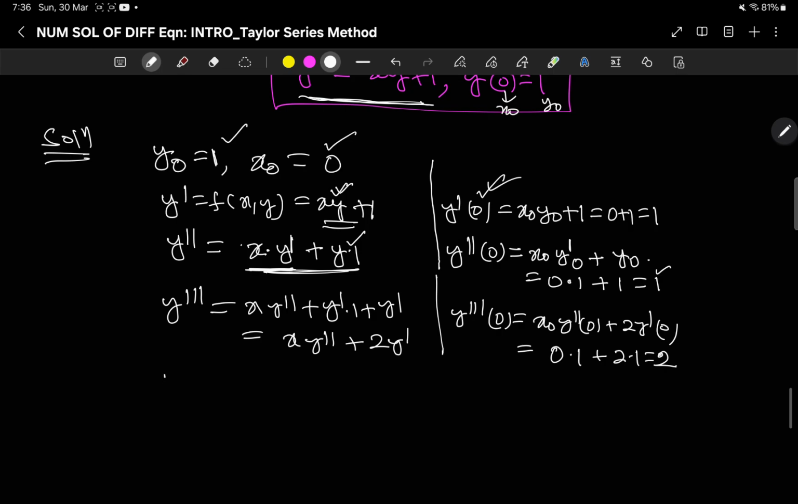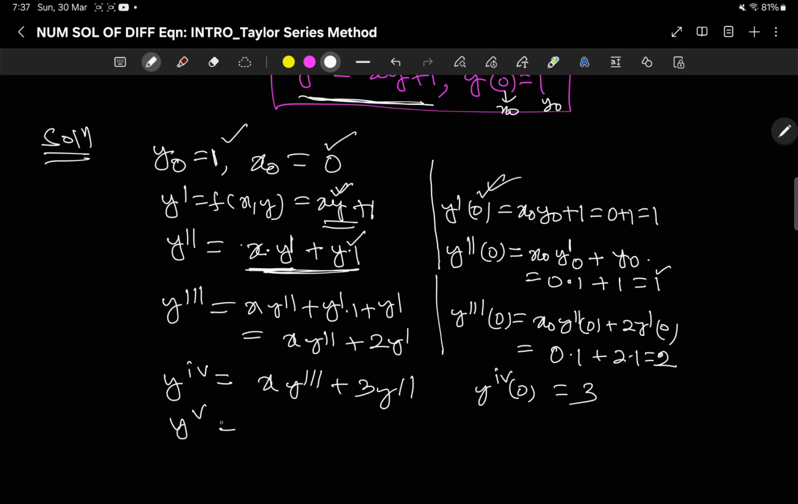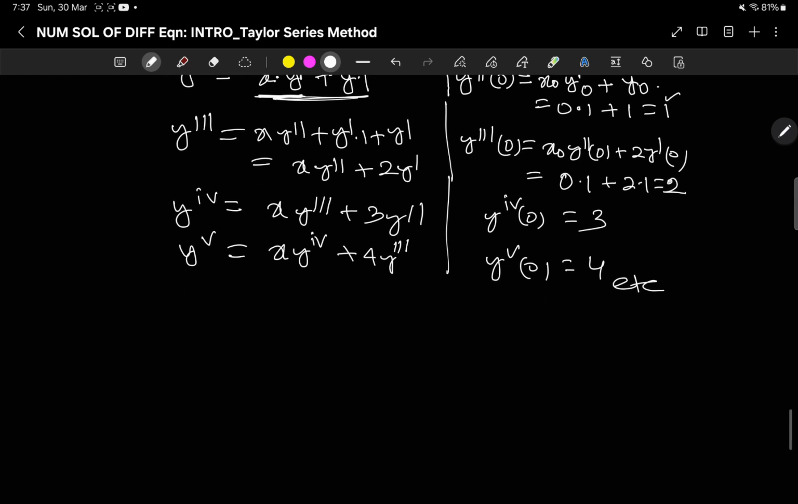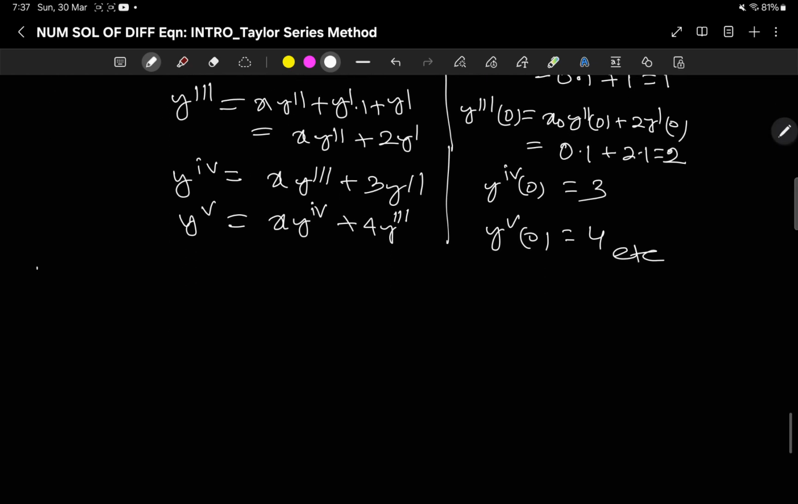And likewise you find the y fourth derivative, it will be x y triple dash plus 3y double dash, and the y fourth derivative at 0 is 3. Similarly you find the y fifth derivative, it is x y fourth derivative plus 4y triple derivative, and the y fifth derivative at 0 is 4, okay, etc. And since we need 6 terms, the fifth derivative will give you 6 terms because the first term is free from the derivative.